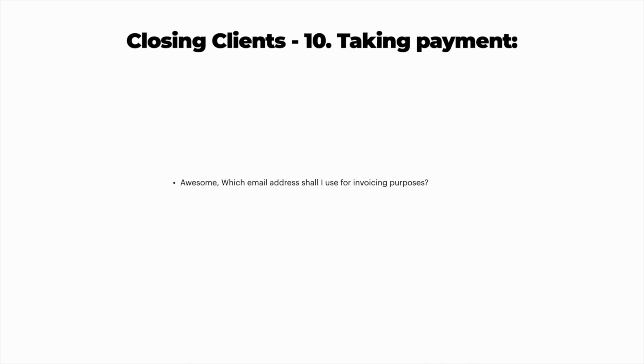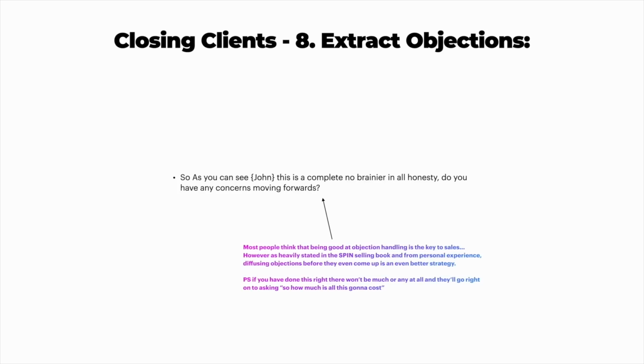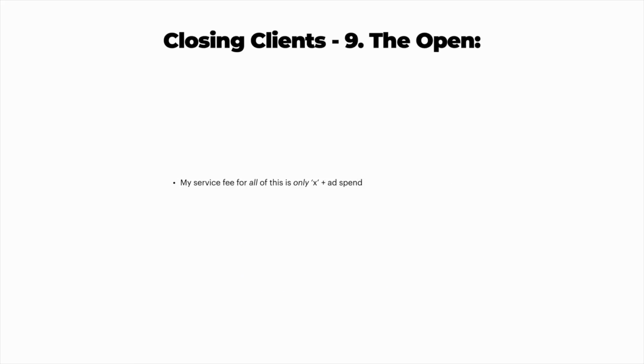Once they say yes, that's cool. If they don't say yes here, you're going to have to handle some objections. But again, there shouldn't be any objections because you've gone through the script and done it correctly, and you've also extracted objections before you stated your price so that you could handle and diffuse them here. Obviously, if they do have some concerns, you handle those concerns. And then they go, okay, cool, I completely see and understand your offer, how much is all this going to cost, John? I mean, Montel. Then you go, oh, well, John, my service fee for all of this is only $3,000 per month plus ad spend. Then again, you go completely silent.